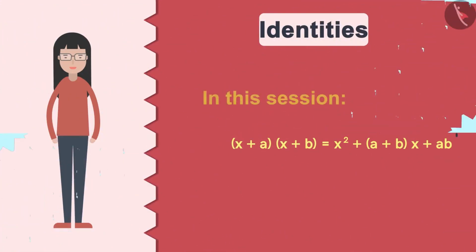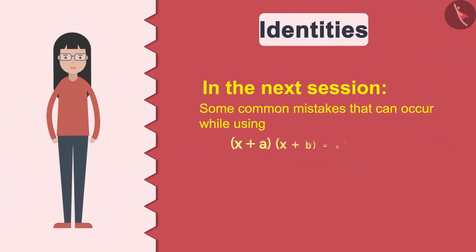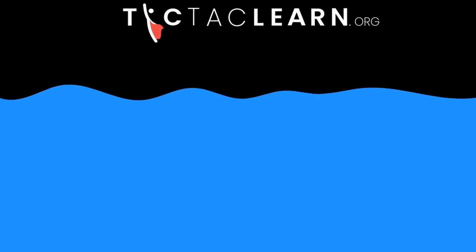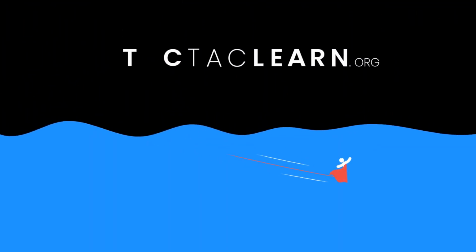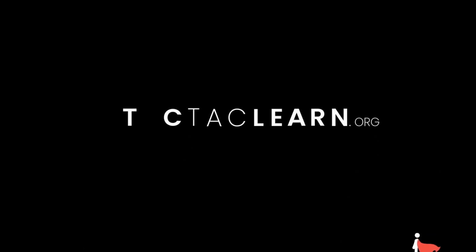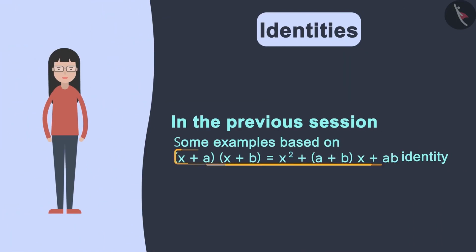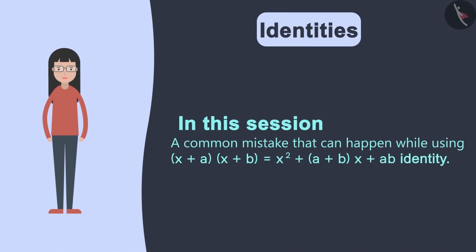In this session, we have seen some examples based on this identity. In the next session, we will see some common mistakes that can occur while using this identity. In the previous session, we have seen some examples based on application of this identity. Friends, in this session, we will see a common mistake that can happen while using this identity.